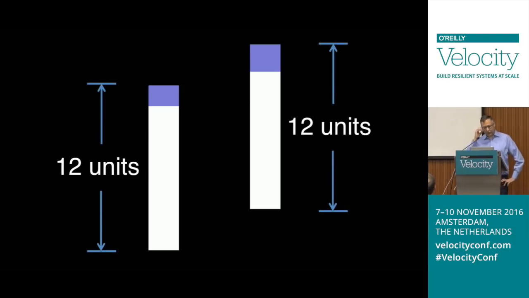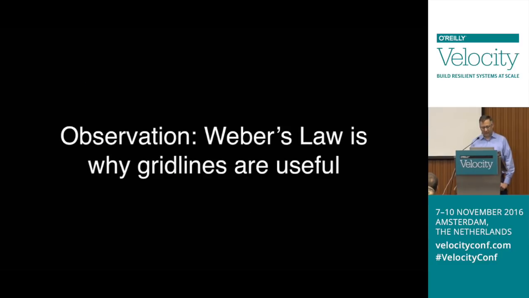It turns out that the total height of each bar is the same, 12 units. And so that means that the difference between the two white bars is exactly the same as the two blue bars in absolute terms, but you can distinguish between the blue bars because the difference is large compared to their size. So now we have another observation. Weber's law is why grid lines are useful.